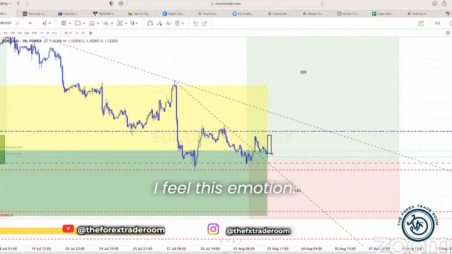Yes, I feel this emotion. What do my rules say? Are my rules met? Yes or no? Don't continue to add additional rules on top of that because we're afraid, but surely look at the rules that we have, the rules that we've talked about. Are they met? Yes or no? And if the answer is yes, then we pull the trigger.